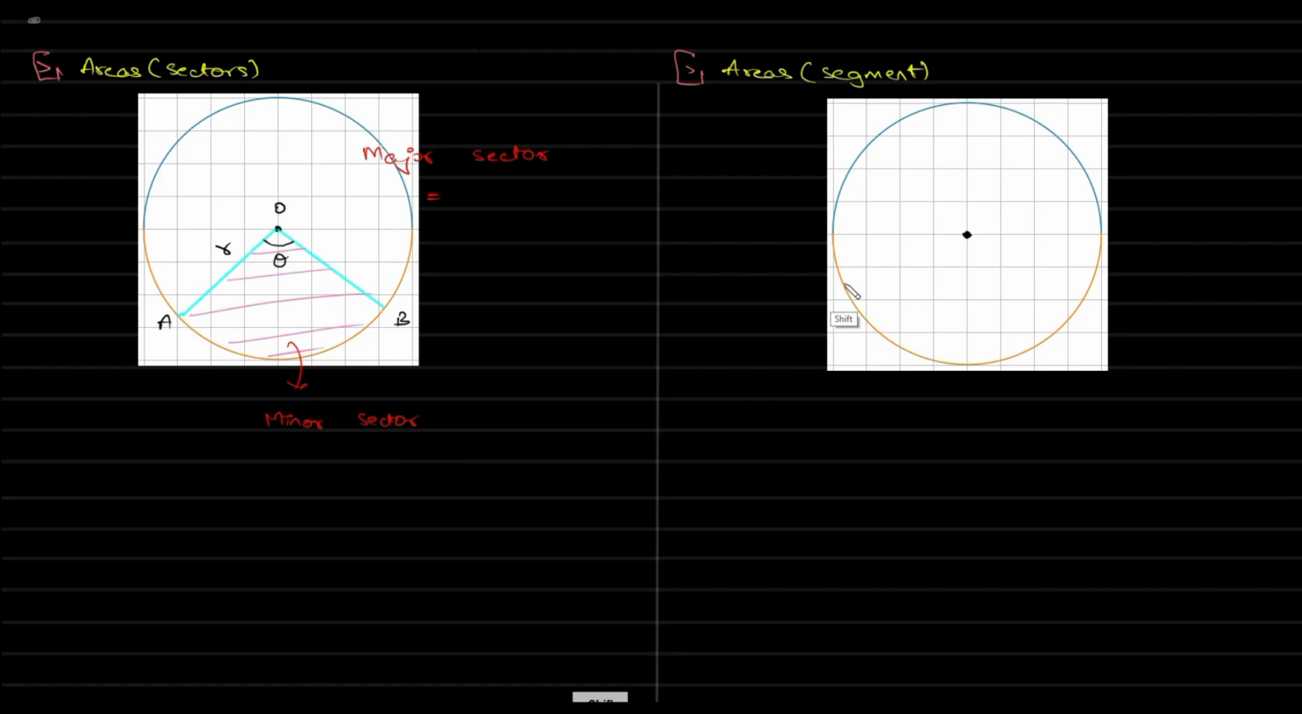Now, what is a segment? Take any chord, right? This is a chord. So, I'll call this MN. MN is a chord. Let me mention it over here. So, this region is a segment and the other part is also a segment. And yes, as usual, this is what? Can you guess? Correct. Minor segment. Sorry, I think I was saying sector. My bad. These are segments. This is a minor segment and this is a major segment.